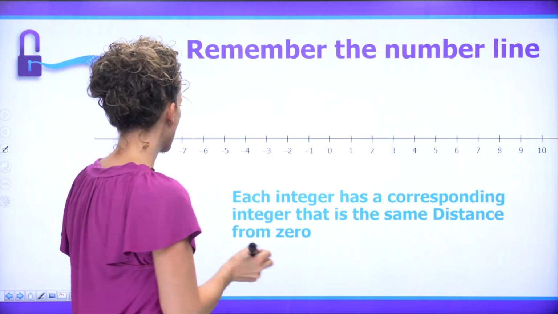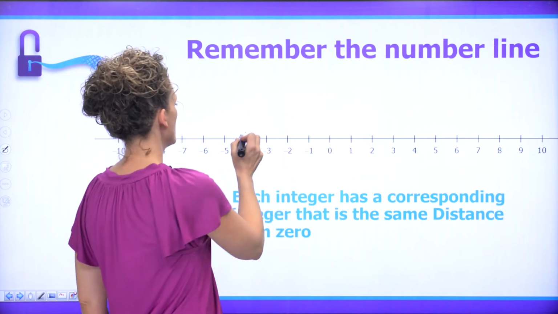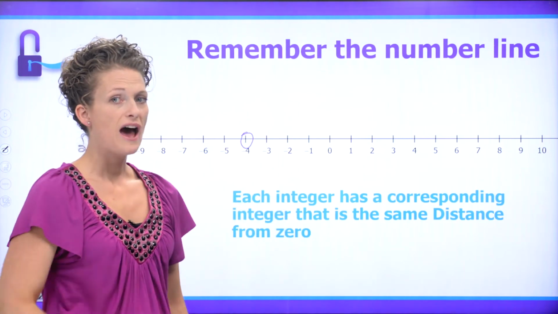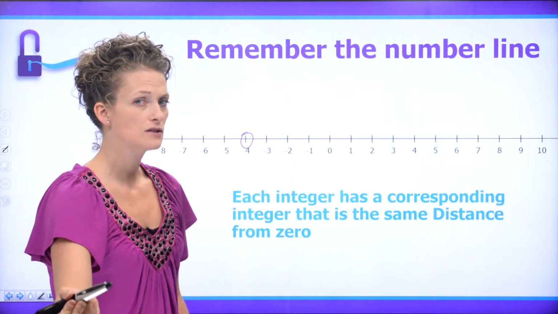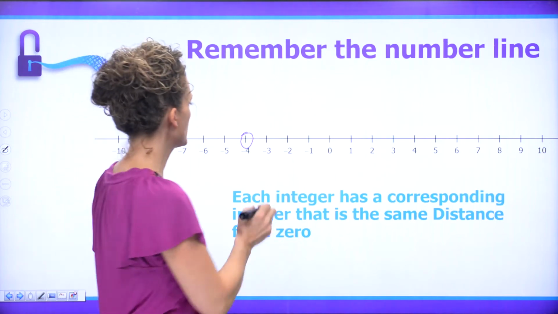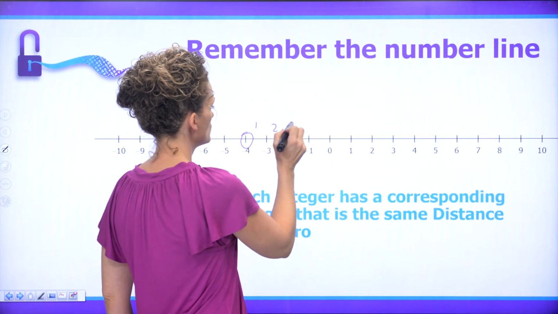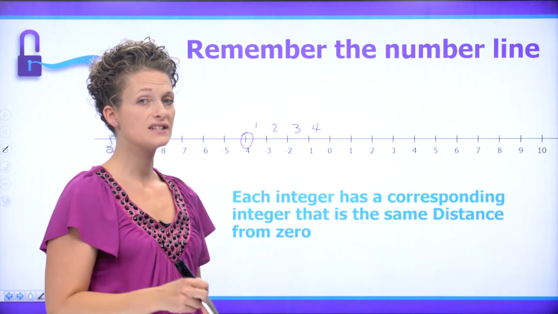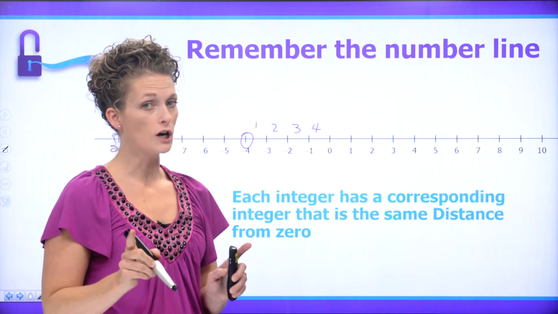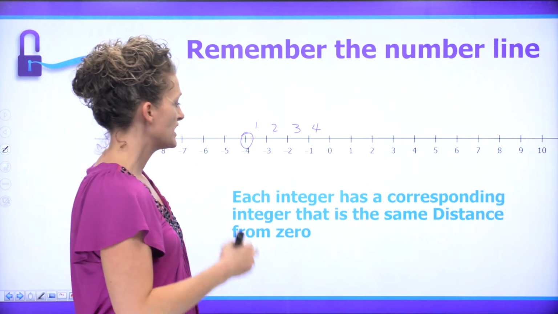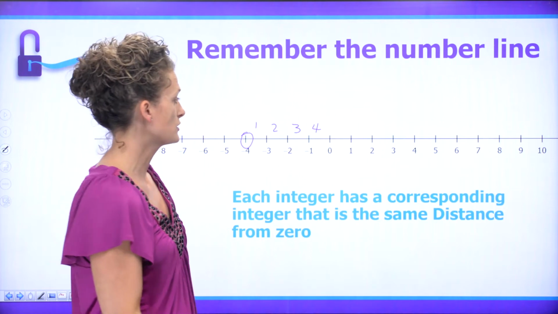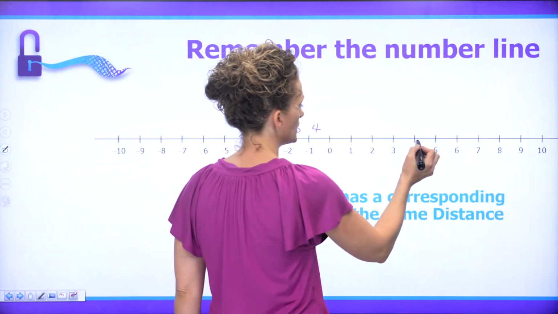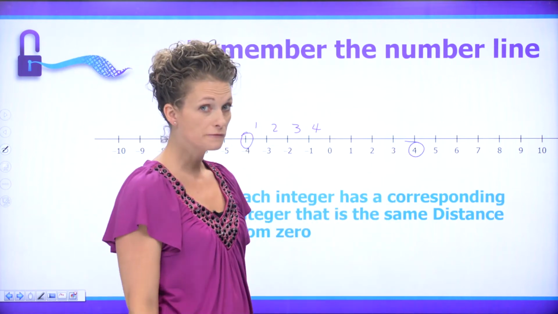So what do I mean by that? Well, let's pick an integer, -4. How far is -4 from 0? Let's count the spaces until we get there. There's 1, 2, 3, 4. All right, so -4 is a distance of 4 from 0. Its corresponding integer would be the +4.